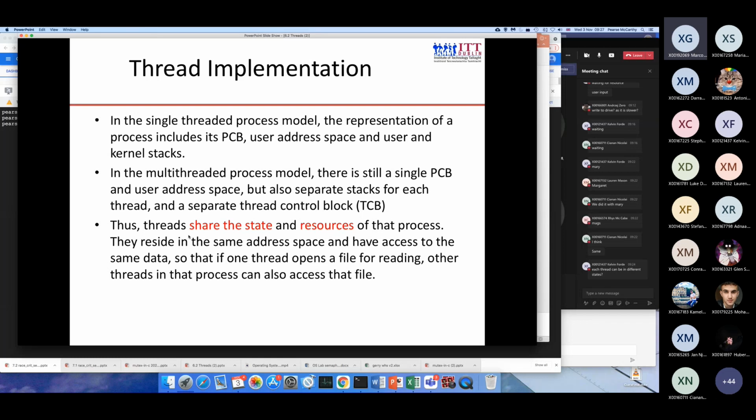And this is really, really important. Threads share the state and the resources of that process. They reside in the same address space and have access to the same data. So if one thread opens a file for reading, other threads in that process can also access that file. And when we finish this deck, I'll show you a little example of a multi-threaded process accessing some variables, some global data, and you'll understand it a bit better then. So let's keep going.